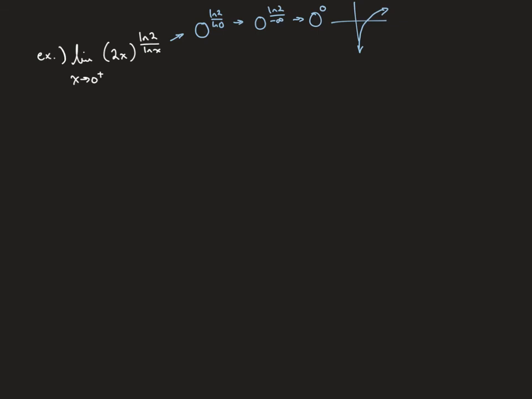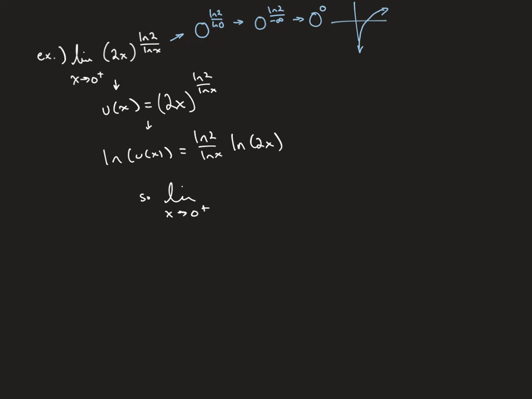So this says, okay, we need to take the natural log of this function here. Let's let u of x be 2x to the power of the natural log of 2 all over the natural log of x. Take the natural log of both sides and bring down that exponent. Awesome. Let's determine the limit as x approaches 0 from the right-hand side of the natural log of u now. I'm also noticing here that we've got a fraction times natural log of 2x, so let's go ahead and combine into one fraction, so the natural log of 2 times the natural log of 2x all over the natural log of x. Let's see if direct substitution is going to help us out today.